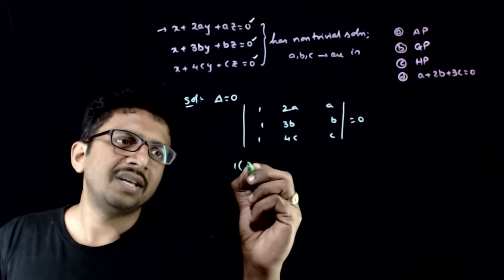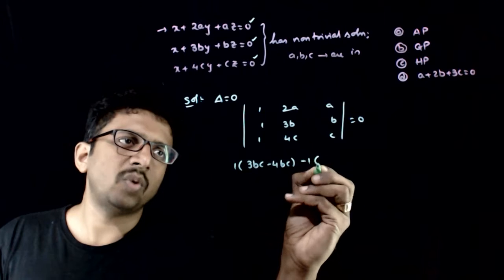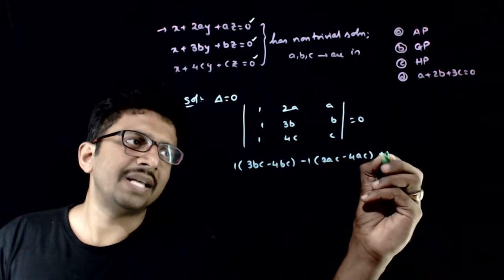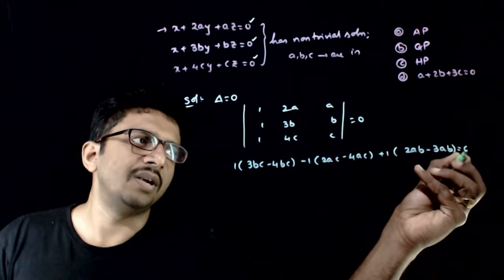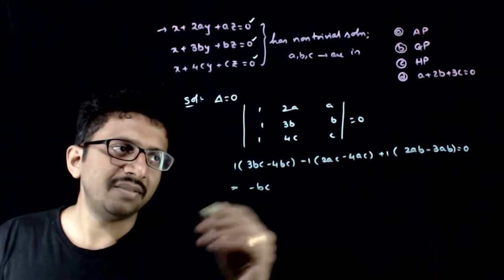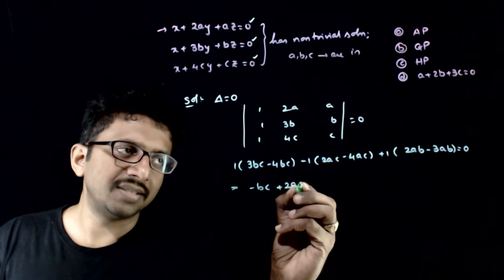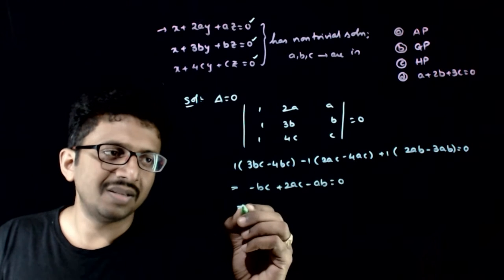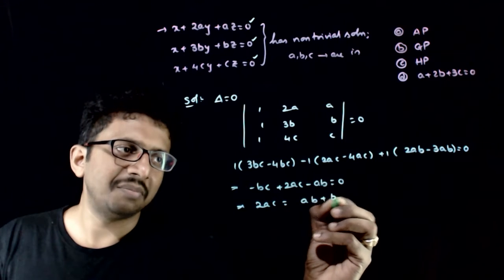So 1 times (3bc minus 4bc) minus 1 times (2ac minus 4ac) plus 1 times (2ab minus 3ab) is equal to 0. So this implies 3bc minus 4bc is minus bc, and minus 2ac into minus 1 is plus 2ac, minus ab is equal to 0. This implies 2ac is equal to ab plus bc.